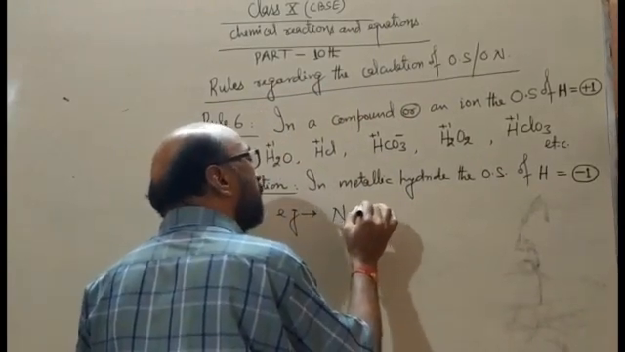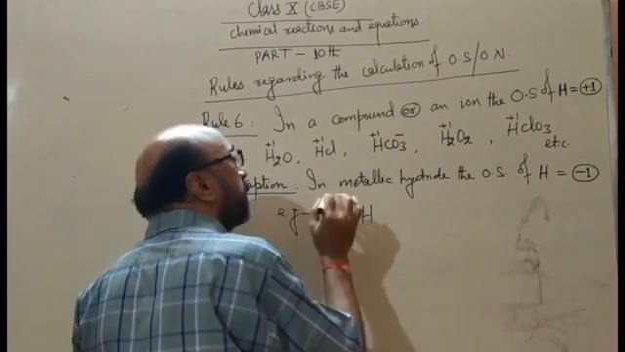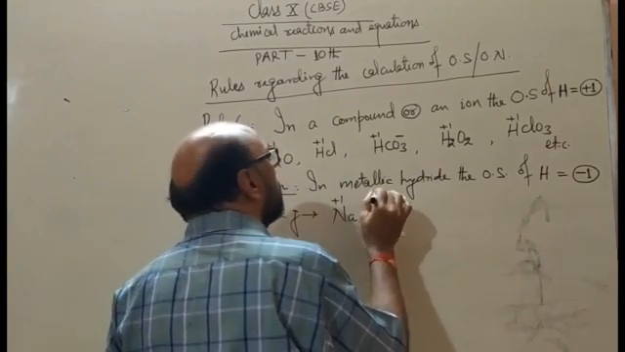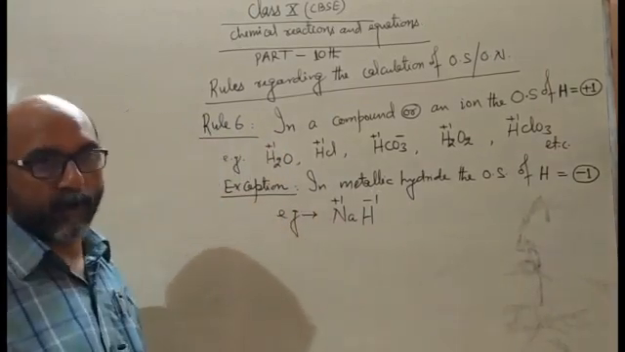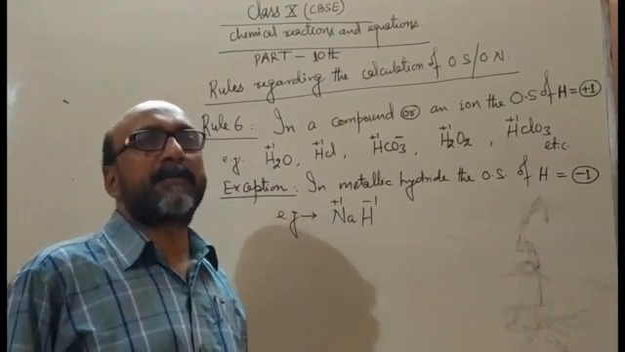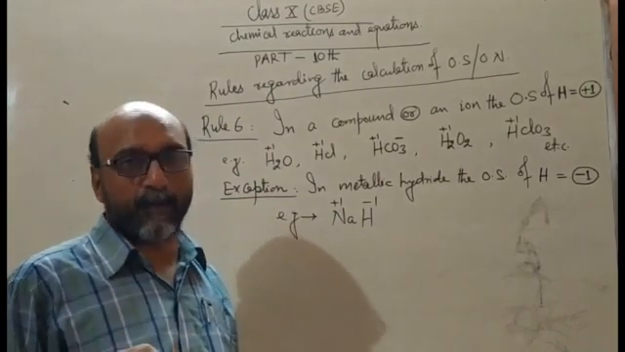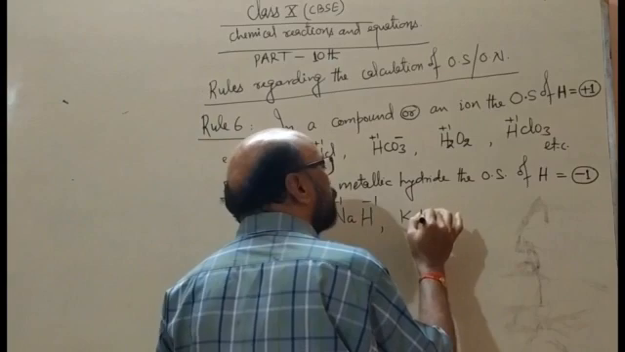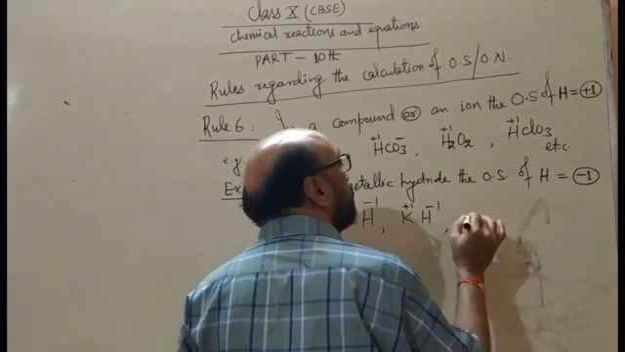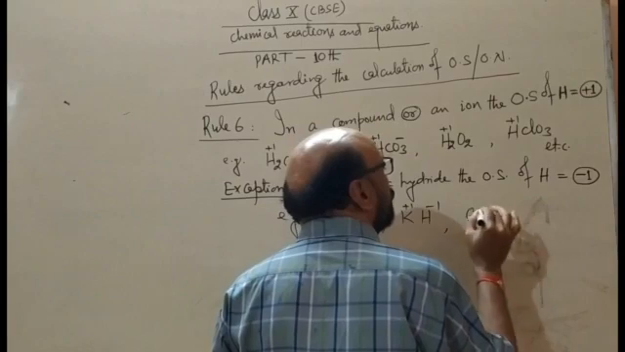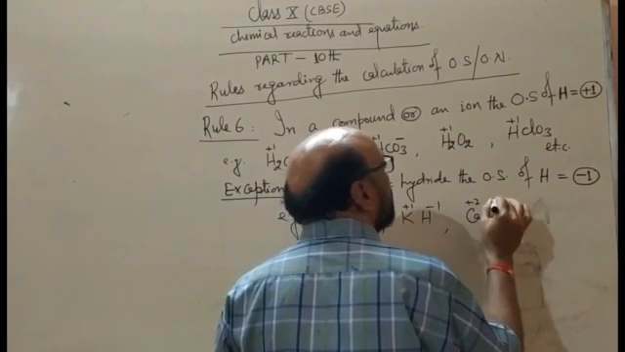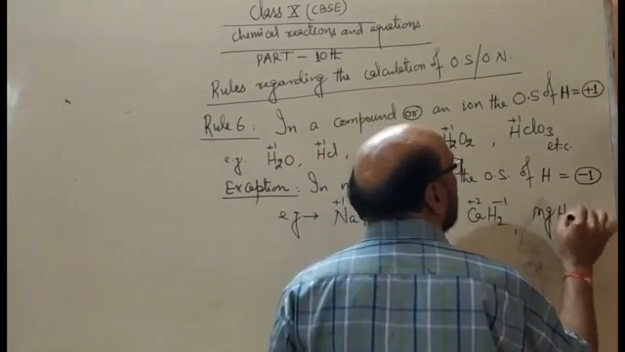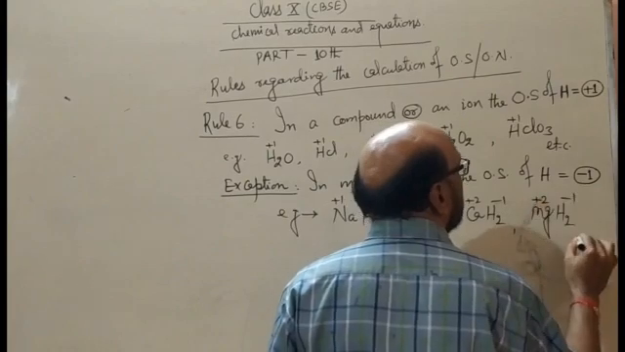Sodium hydride, NaH. We have read sodium is an alkali metal, its oxidation state is +1, so hydrogen's oxidation state is -1, because the total sum of oxidation states of all elements in a compound is 0. Potassium hydride KH, +1 -1. Calcium hydride CaH2, +2, this is an alkaline earth metal, hydrogen -1. Magnesium hydride MgH2, -1, +2, etc.